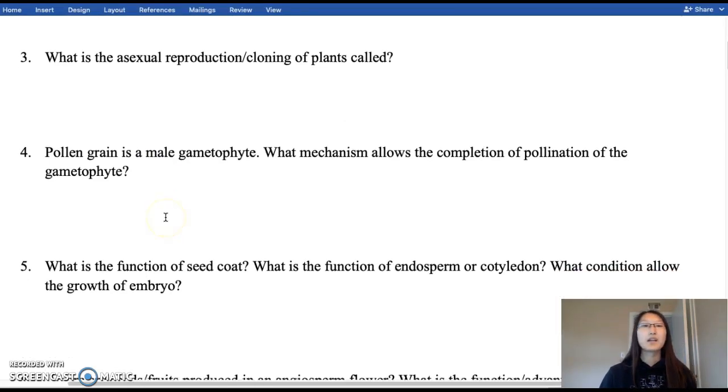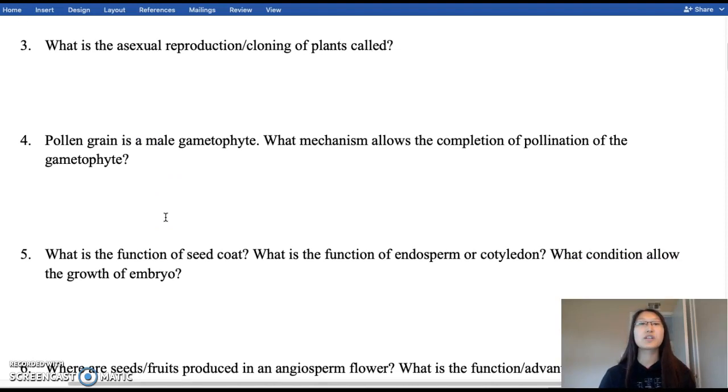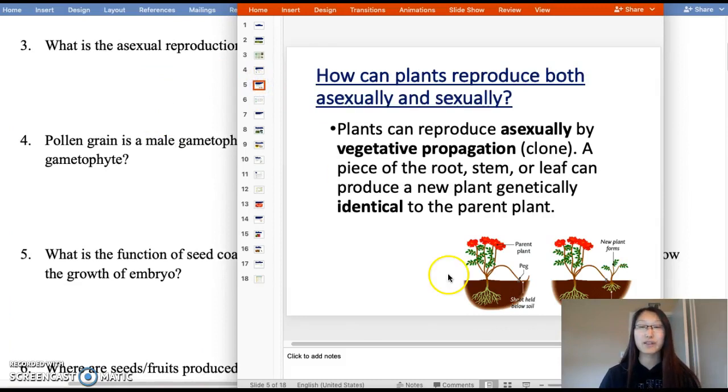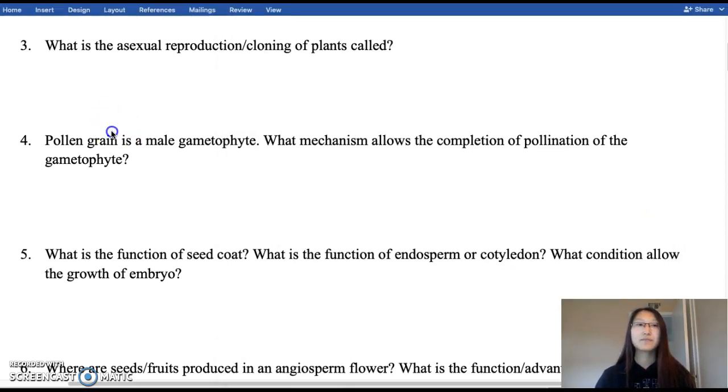Okay. The next one is, what is the asexual reproduction or cloning of plants called? There are a lot of plants that can reproduce sexually and asexually. The asexual reproduction of plants is called vegetative propagation. Vegetative propagation works just like this picture. You have one plant where a part of the plant, whether it's a part of the stem or a part of the root, will extend over to another part of the soil, and this will grow into a new plant. This new plant is identical to the old plant.